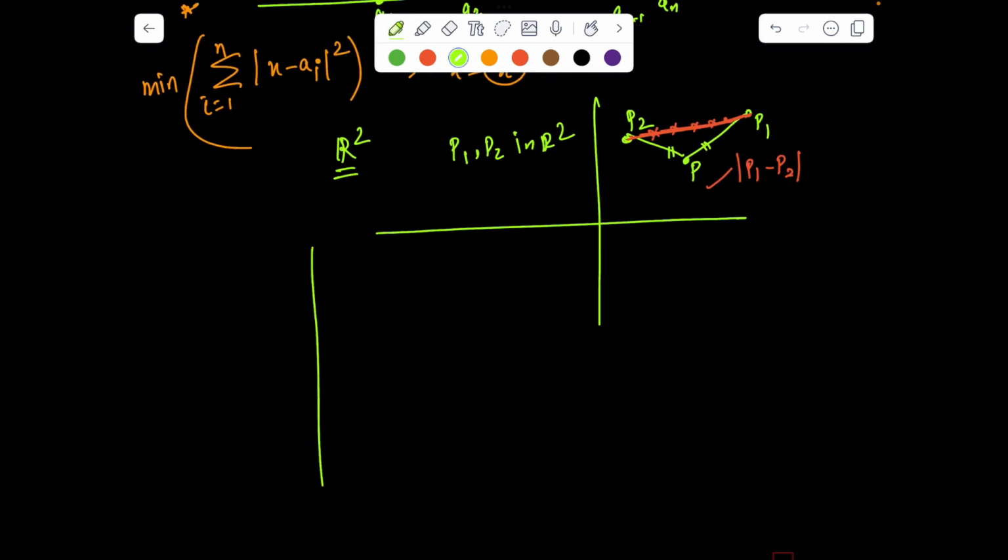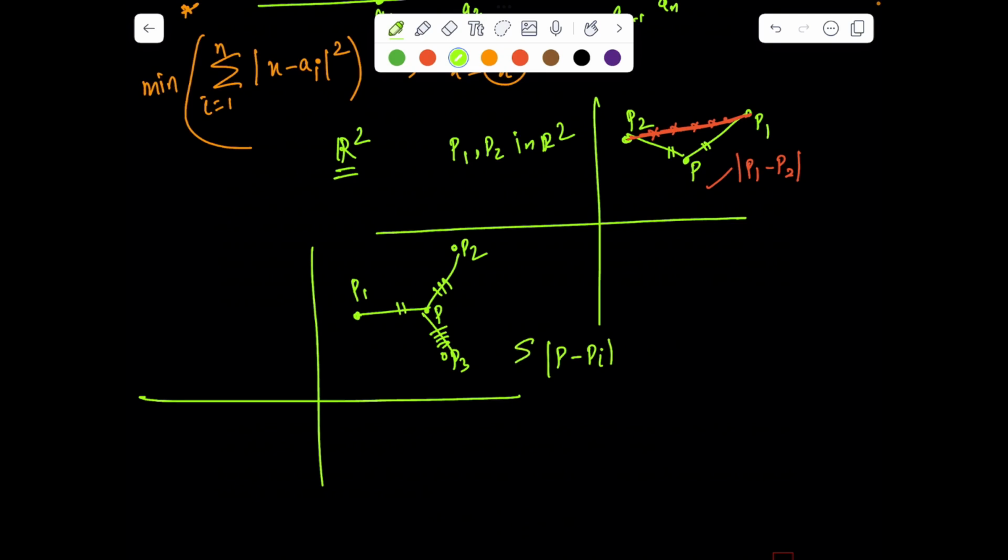What if it is 3 points? That is the interesting case, and it's known as Fermat's point. So let's say we have 3 cities P1, P2, P3. You want a location such that from there this sum of distances is minimum. So now we want P minus Pi, sigma i equal to 1, 2, 3, to be minimized.